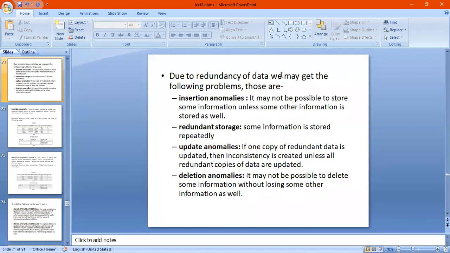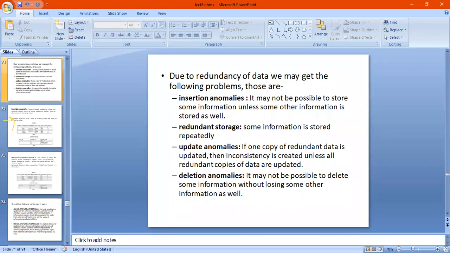Due to redundancy of data, we have the following problems. Insertion anomalies: it may not be possible to store some information unless some other information is stored as well. Redundant storage: some information is stored repeatedly.